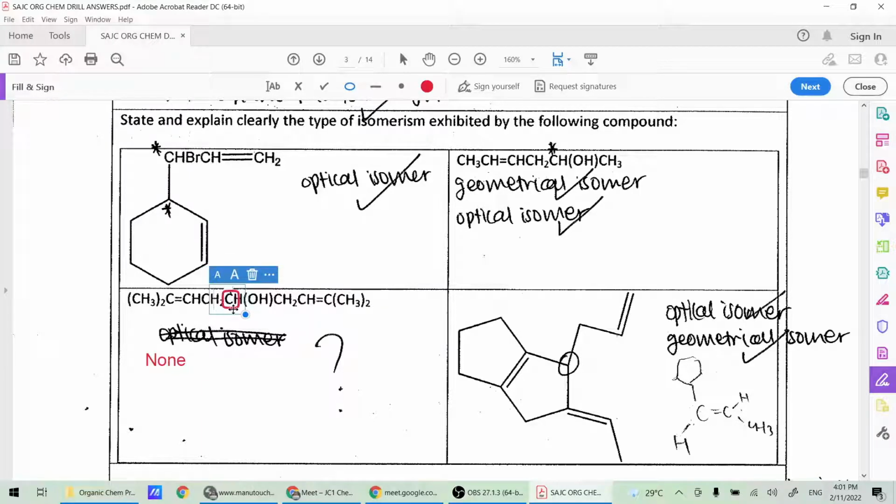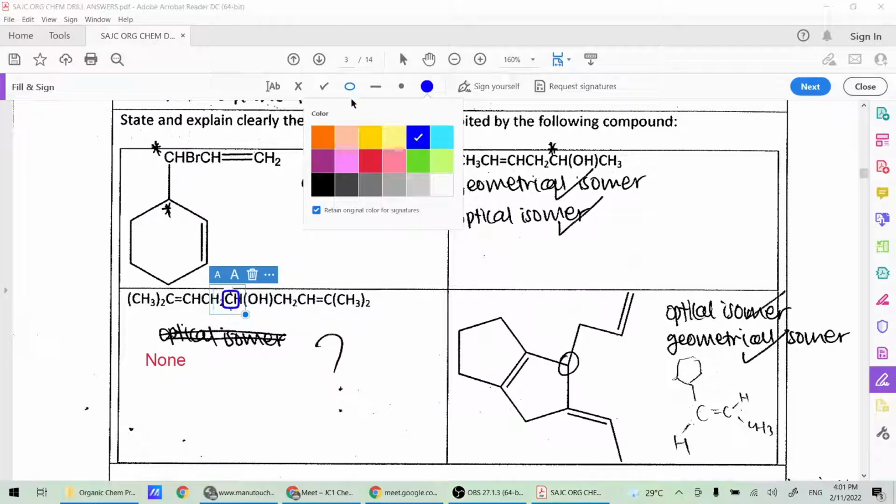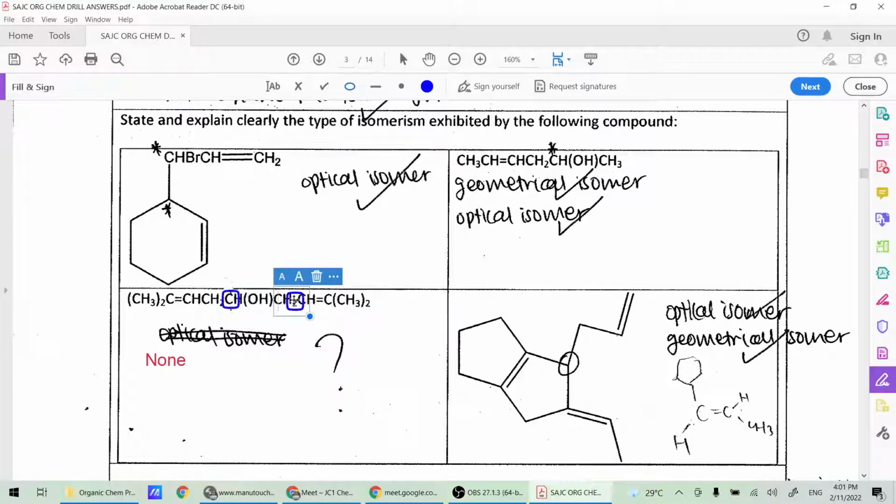If you look at this carbon over here, I'm going to box it up. There's this group on the right side and this group on the left side. They are essentially the same group, hence they will not have any optical activity, because you need four different groups to have optical activity.